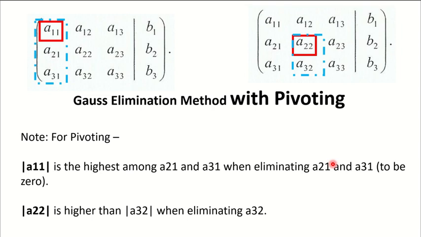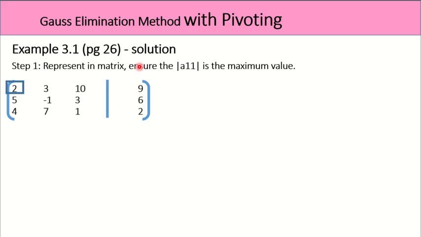So, I think maybe it's slightly blurry. Let's use an example. Let's say this example. So is A11 the highest or not? Apparently A11 is not the highest. So the highest is A22. So based on the pivoting method, we need to swap R1 and R2. So that's why in the first step, we need to swap it.